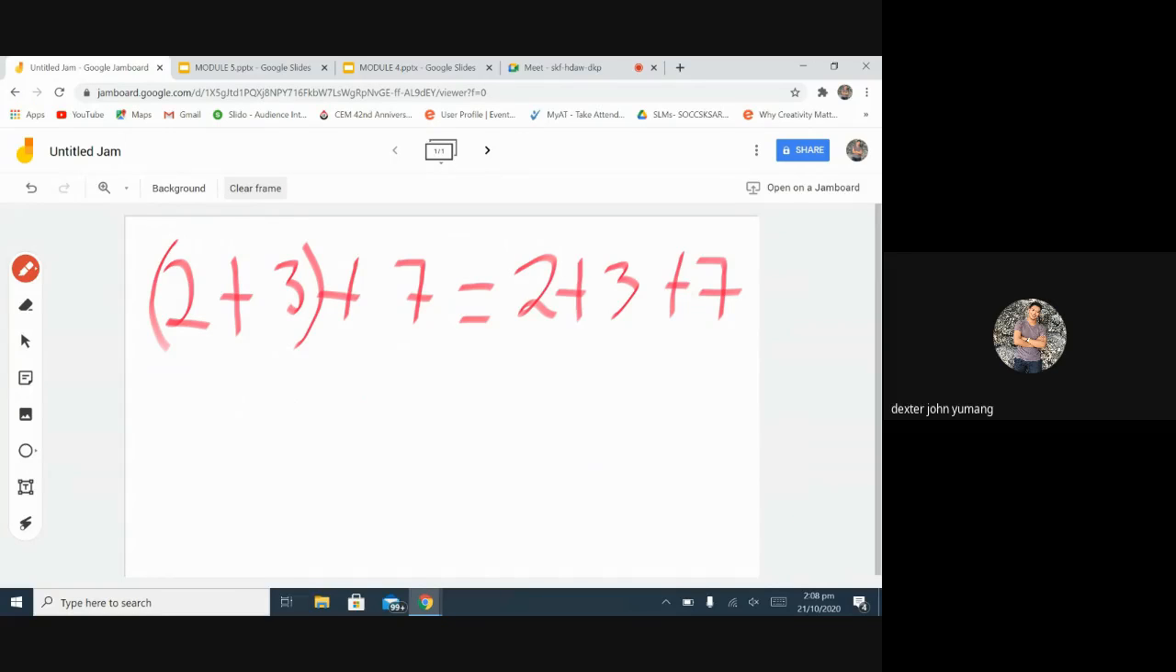So let me show you an example of the quantity 2 plus 3 plus 7 equals 2 plus 3 plus 7. Now, the first group there is what? Kindly type your answer. Ano yung first group dyan? Kindly type your answer in the chat box. What is the first group there? The clue for having a group is naka-parentheses siya. So what do you think is the first group there?